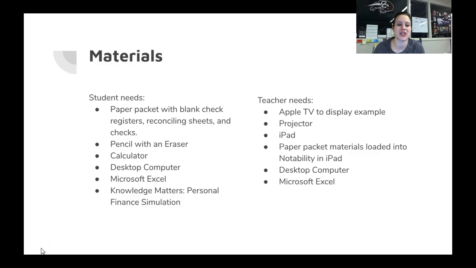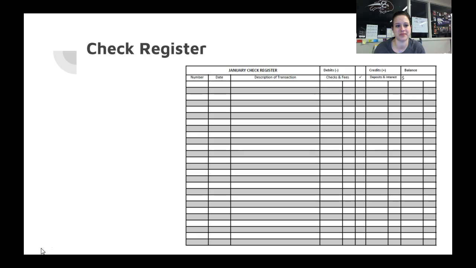A pencil with an eraser, a calculator, a desktop computer for the last piece, Microsoft Excel, and then the Knowledge Matters personal finance simulation. And then I will need my Apple TV, my projector, my iPad, my computer, and paper packets loaded into Notability on my iPad. I don't have an Elmo anymore, so I will handwrite mine using Notability on my iPad, and then Excel for myself as well.